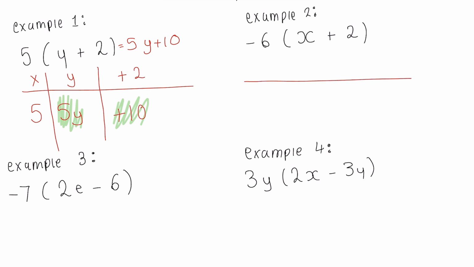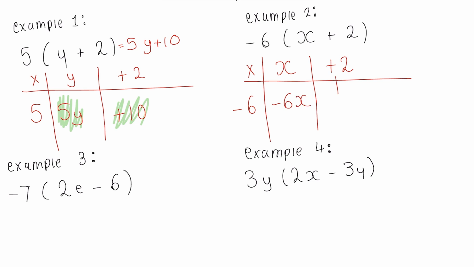So again, drawing a line across and a line down, times sign there. Now on the outside this time I've got a negative 6 and then I've got an x and a plus 2. So splitting those terms because they're two different terms. Minus 6 times x is minus 6x.